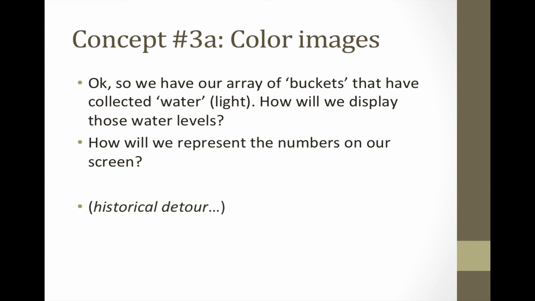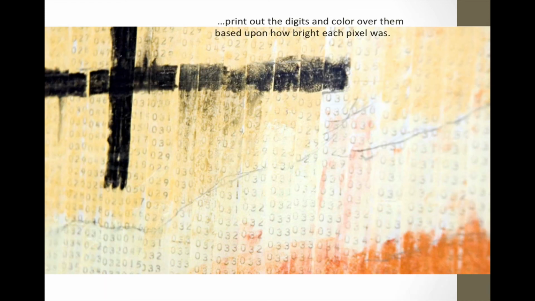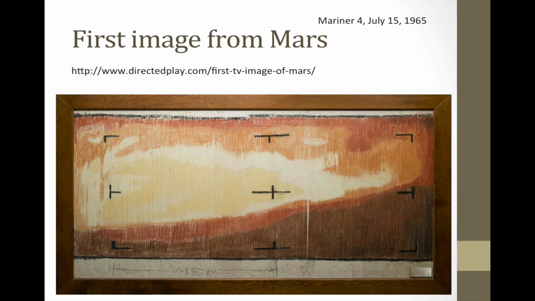So to explain that, I'm going to take a brief historical detour. This is the first image from Mars. It was taken by Mariner 4 in July 1965. And there's something interesting about this. If you look really closely, you can see that it's a stack of paper that's colored in, full of 1s, 0s, 3s, 2s, that's colored in.